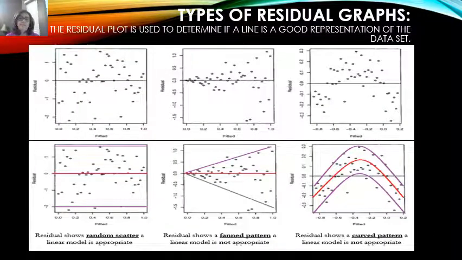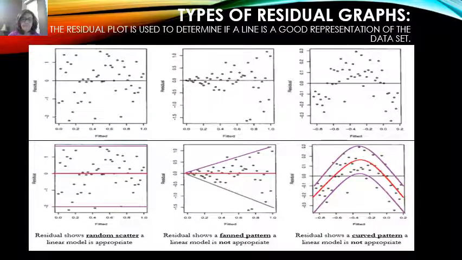There are basically three different types of residual graphs that we normally see. The residual plot is used to determine if a line is a good representation of the data set. The whole purpose of doing a residual plot is so that you can get a better picture than you would get with just a regular scatter plot. Sometimes you look at a scatter plot and think, oh, my data set is pretty linear. But then when you look at the residual plot, you can see, oh, no, it's not linear. It was probably more quadratic or more exponential. So we have three main graphs that we're going to look at with the residual plot.